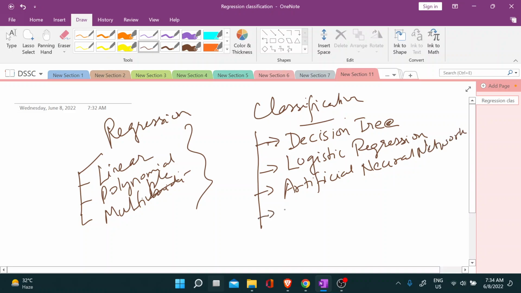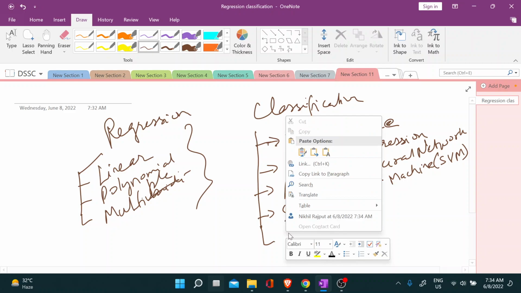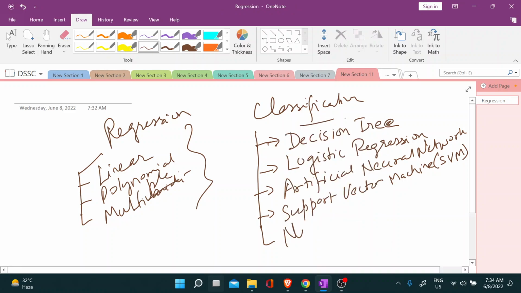We have a technique called support vector machines. There are other techniques also, but these are the popular techniques which can be used for classification. We have naive Bayes also. These techniques utilize the power of mathematics and statistics for classification tasks.